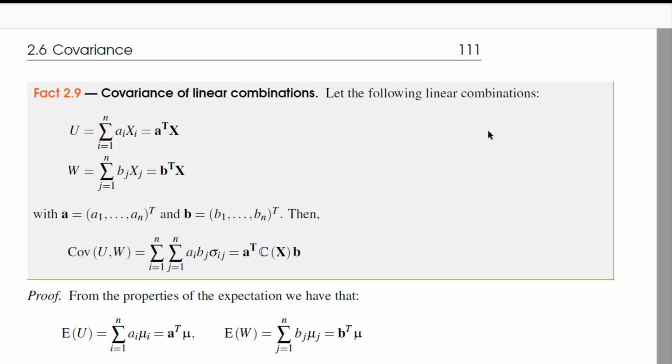Now let's define linear combinations. So this would be one linear combination, U, or W is the same but with different coefficients. All right, so in general it is a sum of constants, ai's in this case, times a random variable. Okay, in vector notation it would be A transposed times the vector X. And A transpose is this row vector, right? It's just a collection of coefficients a1 to an. Same for B.